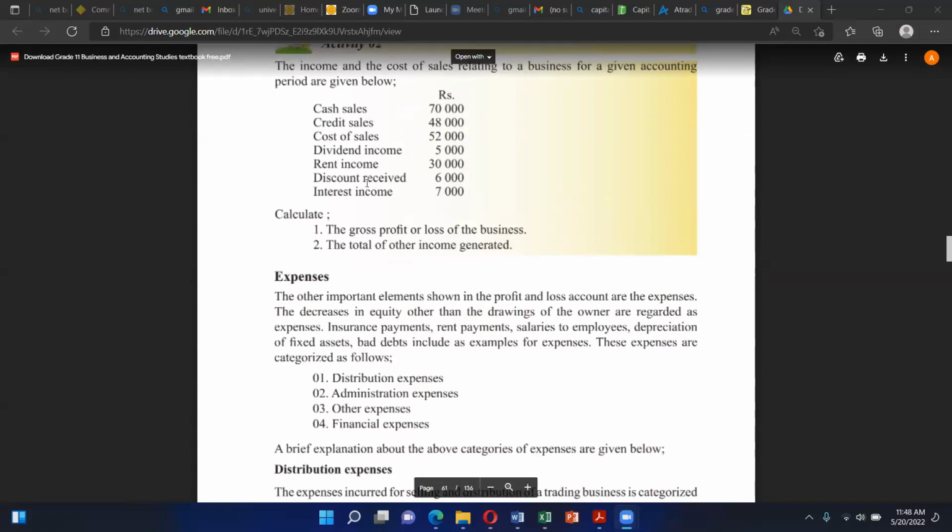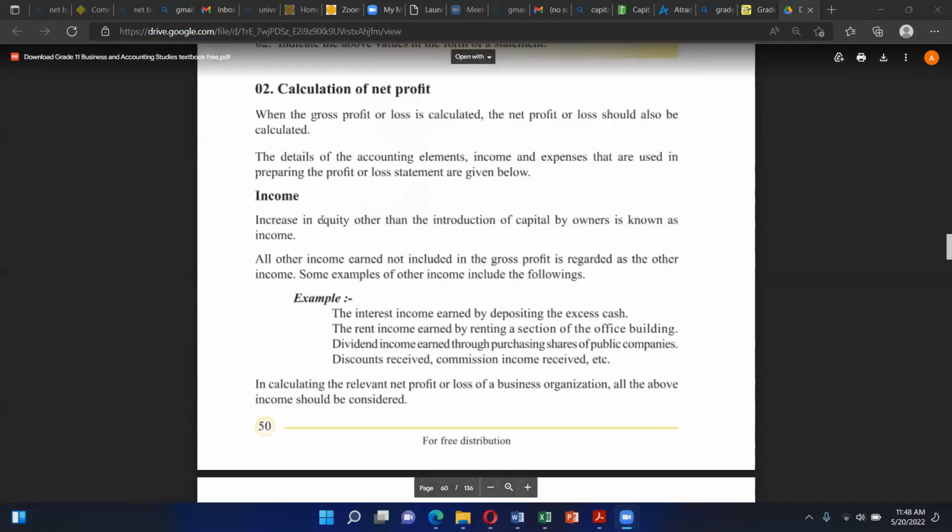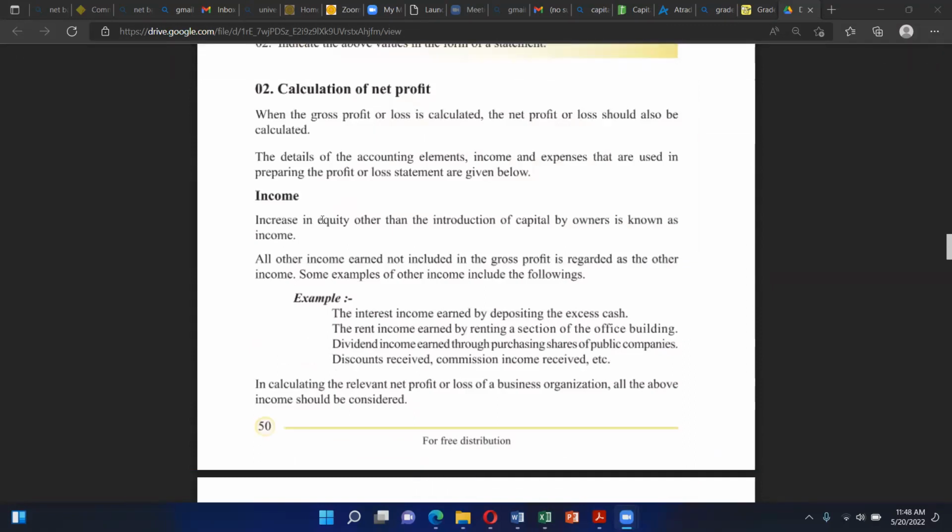In calculating the relevant net profit or loss of a business organization, all the above income should be considered. Please write down the topic, definition of income: increase in equity other than the contribution by the owners.